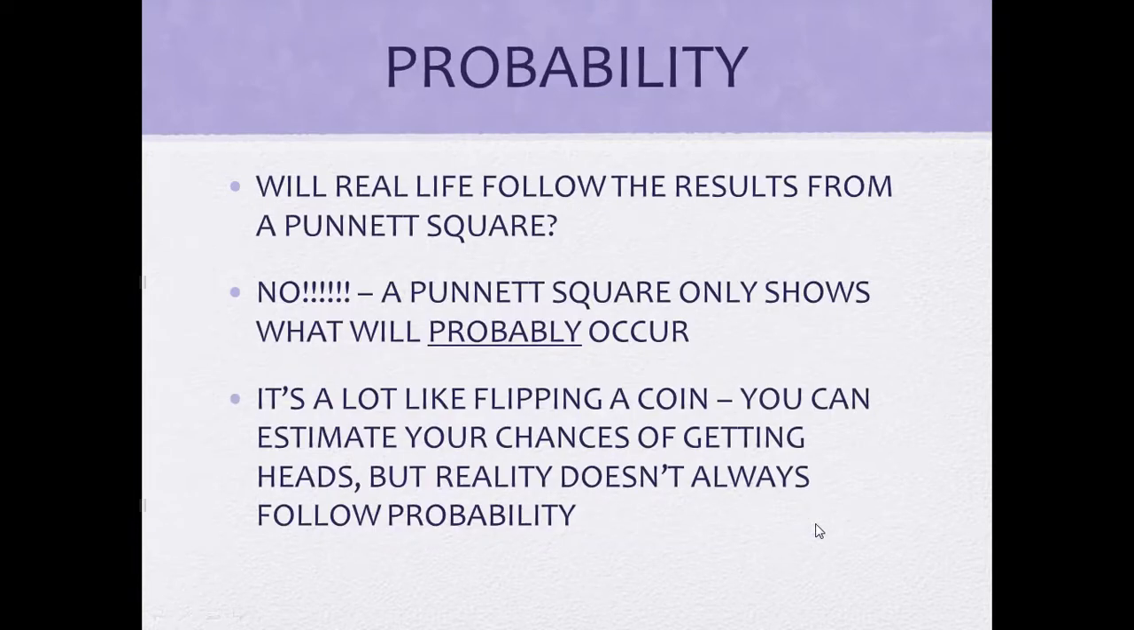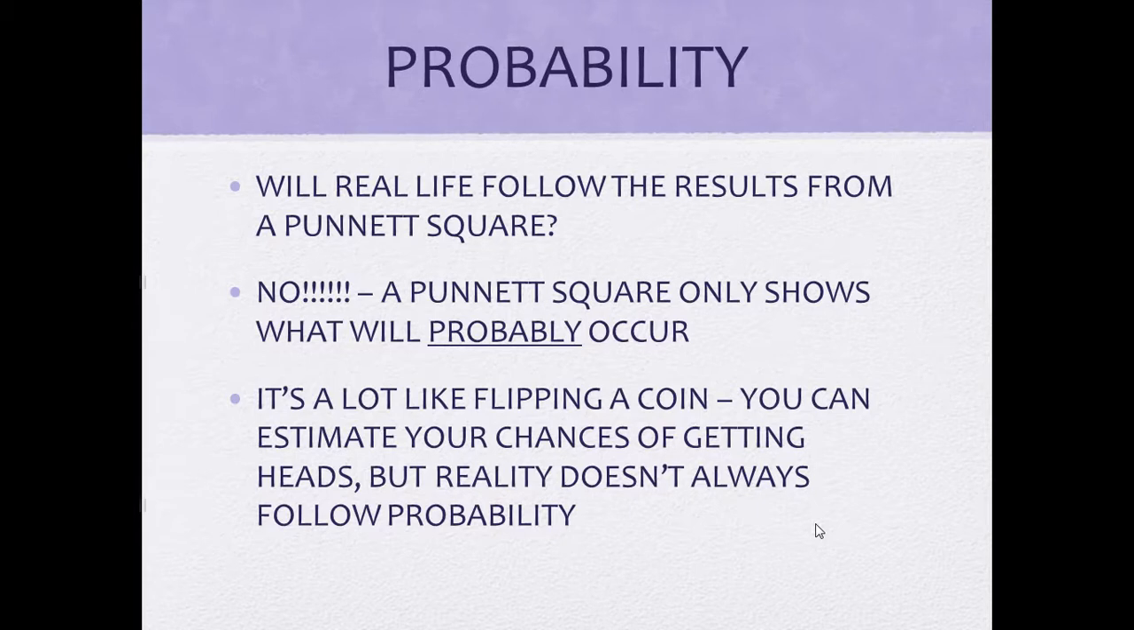So what's the probability of you actually following these results? Will real life follow the results from a Punnett square? No. A Punnett square only shows what will probably occur. And the bigger your population of offspring, the more likely it is for it to occur. It's a lot like flipping a coin. You can estimate your chances of getting heads, but reality doesn't always follow probability.